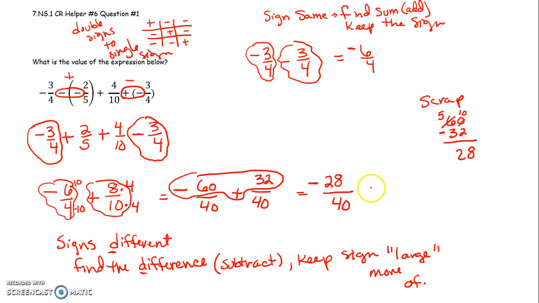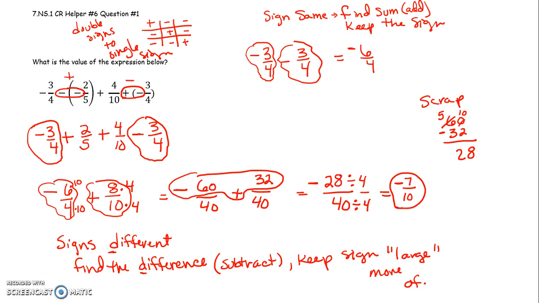Now I'm going to simplify that answer. Numerator and denominator I can see can be divided by 4. Negative 28 divided by 4, negative divided by a positive is a negative. 28 divided by 4 is 7. 40 divided by 4 is 10. So it looks to me like that final answer is negative 7/10.